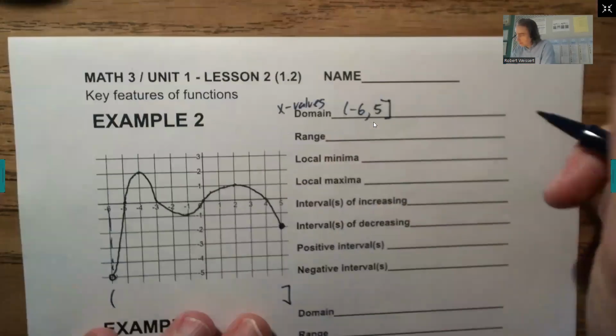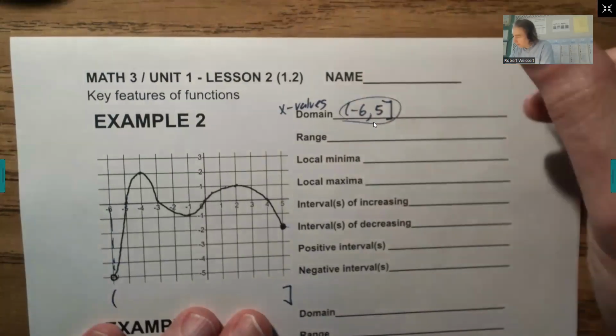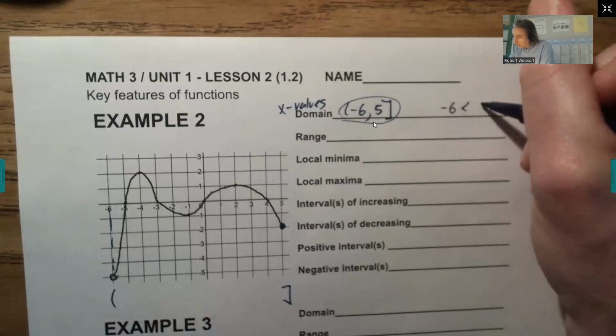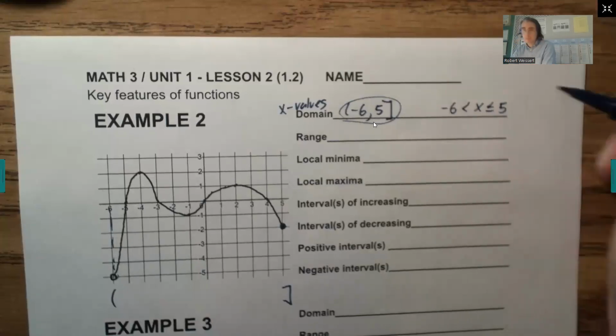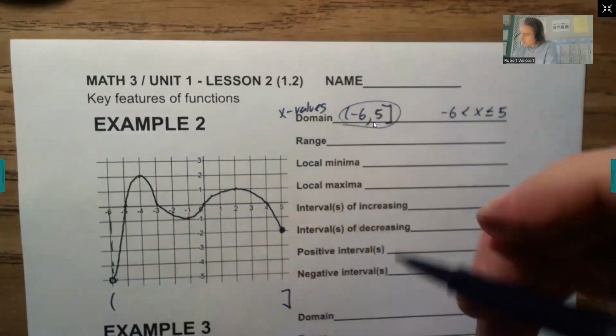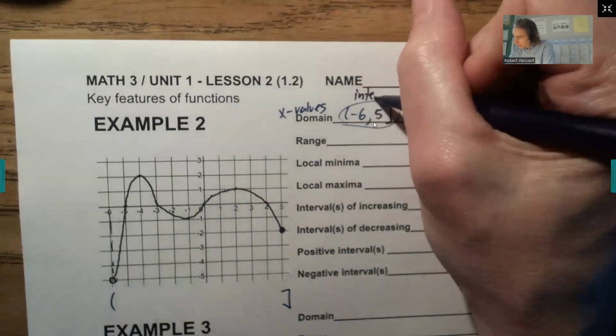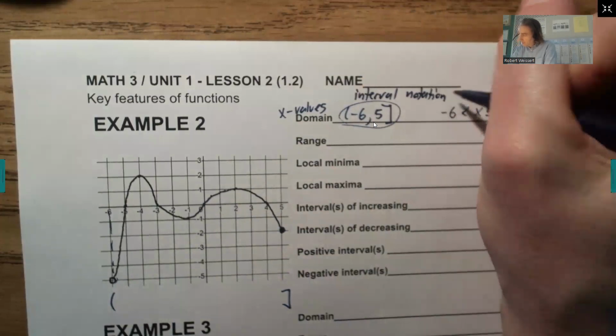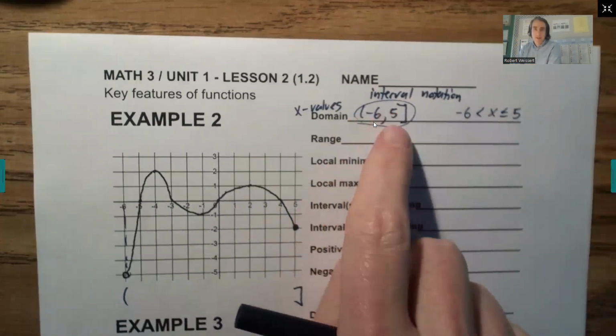Another way to write that, but this is how you're going to want to write it in this class, you can get away with doing -6 is less than x is less than or equal to 5 in some cases, but this is the interval notation that's preferred in this class. Interval notation. So they mean the same thing, but this is how you're going to be asked to write it.